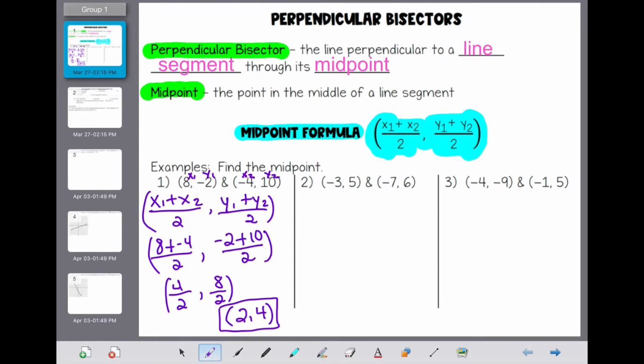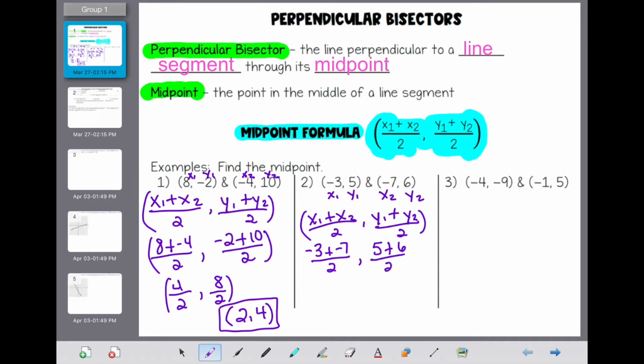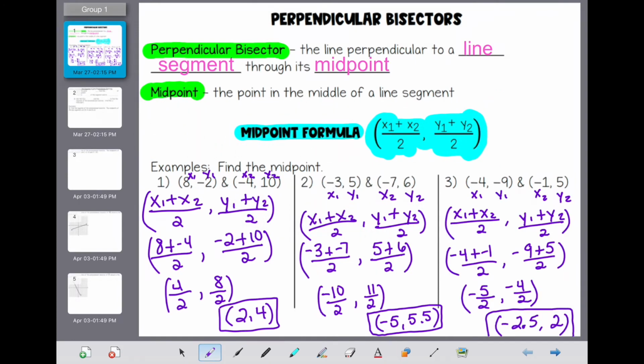So let's do this again. In number 2, we have negative 3, 5 as our first coordinate. So we can call this x1, y1. And negative 7, 6 for the second coordinate, so we can call it x2, y2. And then write out your formula. And then substitute. And then evaluate. So then our final answer is negative 5, 5.5. The 5.5 you could have also left as 11 halves. Both are good. Now pause the video here and complete example 3. Check your work. If you got negative 2, 5.2, you are correct.